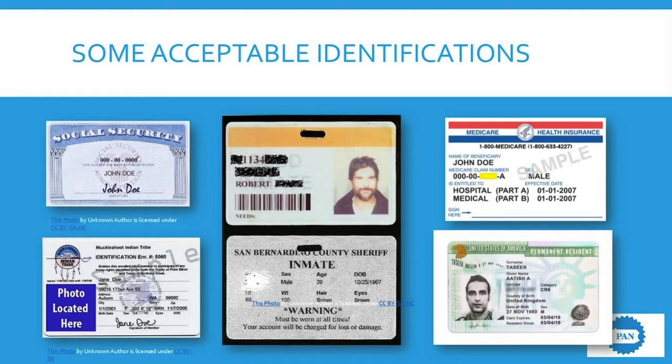Note that some of the cards which adhere to the rules do not contain a photograph, but only a signature. Examples of these are the Social Security card and the Medicare card. It is up to the notary's discretion to ask for additional identification if they feel that the individual cannot be identified with only a signature.